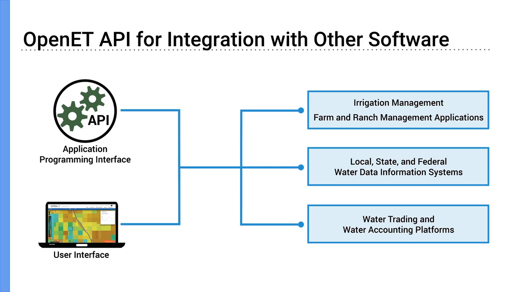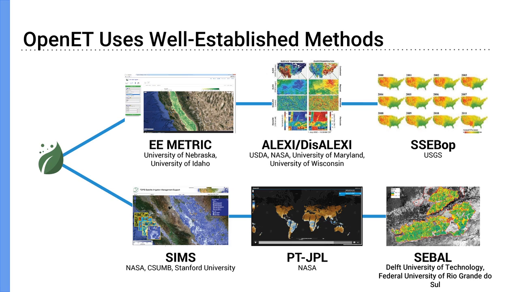OpenET will allow farmers and irrigators to access ET data directly from OpenET or via other farm and range management software they may already be using. In the past, the availability of ET data from different providers and models has been a source of confusion for practitioners, and even a barrier for more widespread use of ET data in water management.